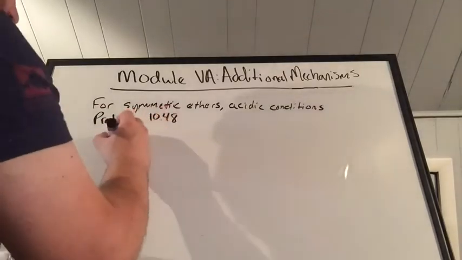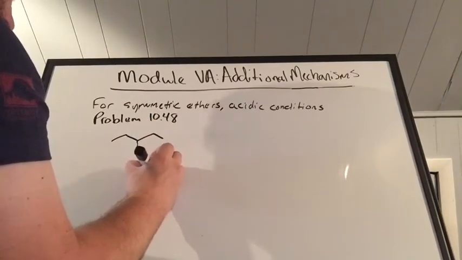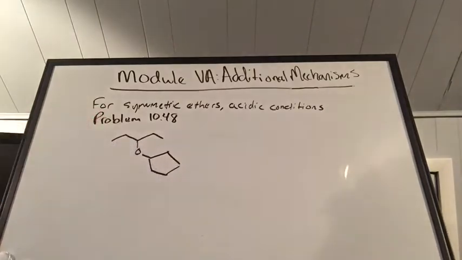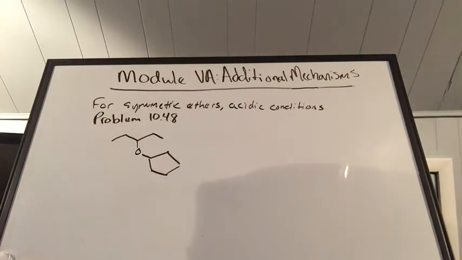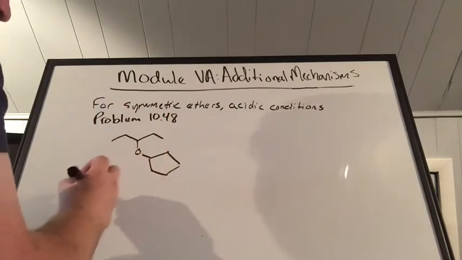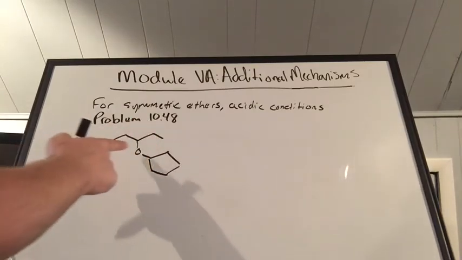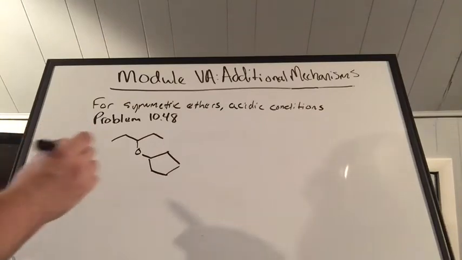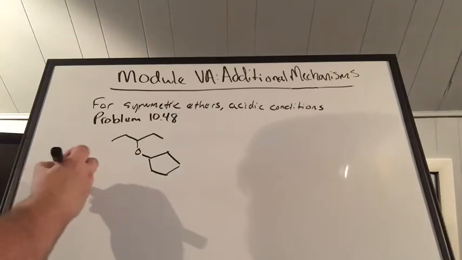Okay, so we want to form this funky looking thing. Again, asymmetric because there are two different types of alkyl groups about that oxygen, single bonds on both sides. So let's try to basically disconnect everything and think about what kind of alcohols we would have here. So we would have 3-pentanol, and then cyclopentanol as well.